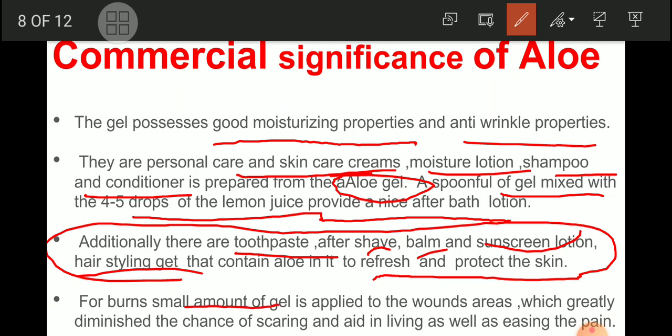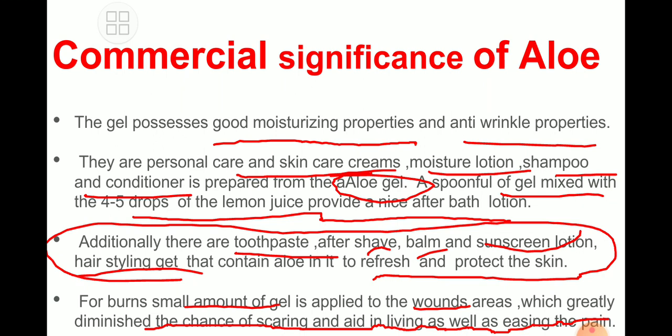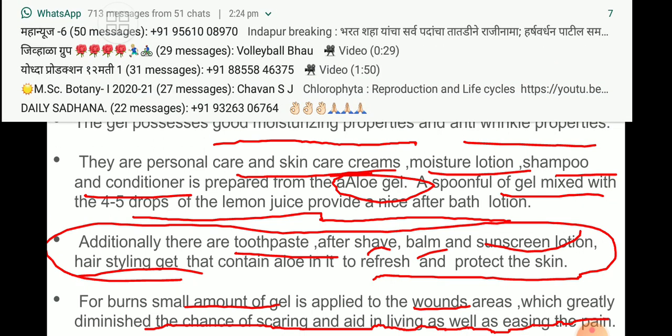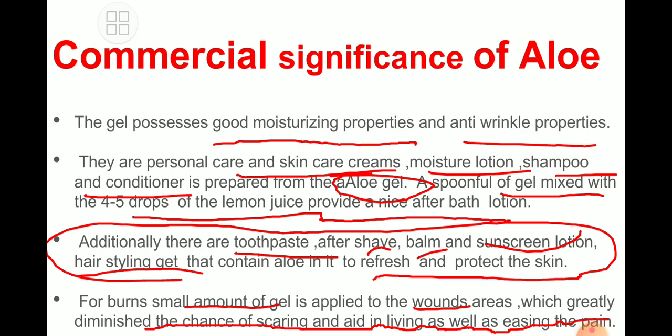For burns, a small amount of gel is applied to the wound areas, which greatly diminishes the chances of scarring and aids in healing as well as easing the pain. My friends, most of the time by mistake we come in contact with fire, so burning takes place. In such a burn, gel is very useful. If we immediately apply the gel made from aloe, it can prevent future problems, like diminishing the chances of scarring and aiding healing as well as easing the pain.